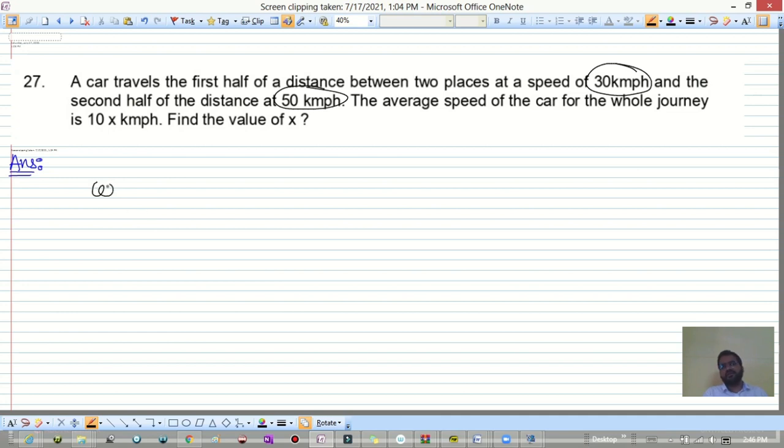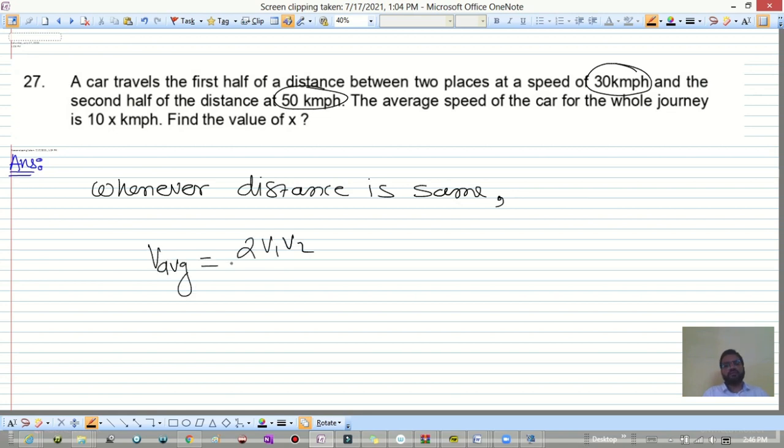Whenever distance is same, I have explained this in one of my videos. If you want the explanation, whenever distance is the same, what is the formula? Whenever time is the same, what is the formula? You can watch that video. So whenever distance is same, average velocity is 2v1 v2 divided by v1 plus v2, and whenever time is same, it is v1 plus v2 divided by 2.